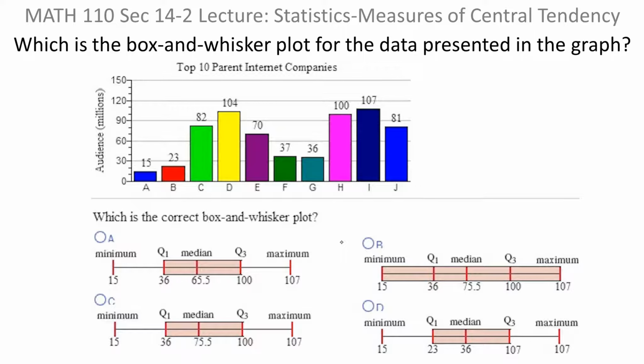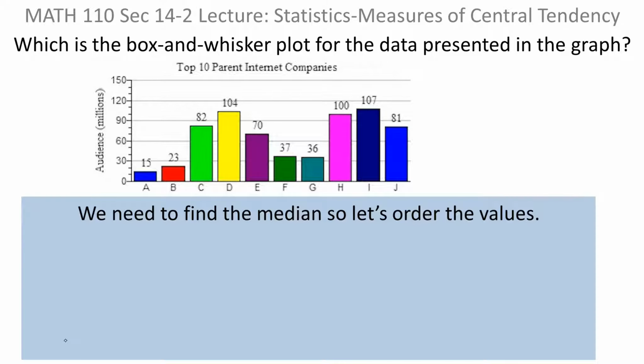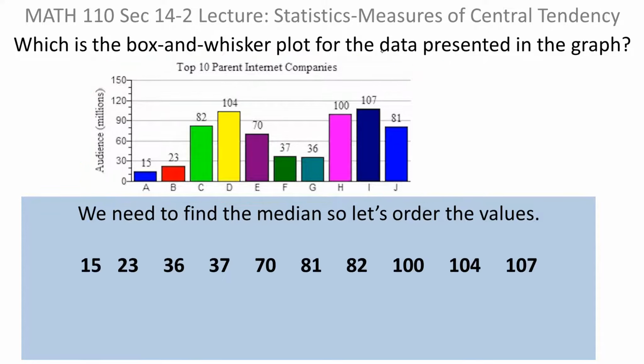Which is the box and whisker plot for the data presented in the graph? That's actually pretty easy because it's multiple choice. So we look at this. When you do box and whisker plots, they involve the median, so you have to get the median. And remember, the information in this graph is going to allow us to do that.